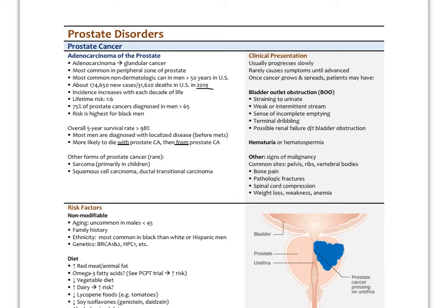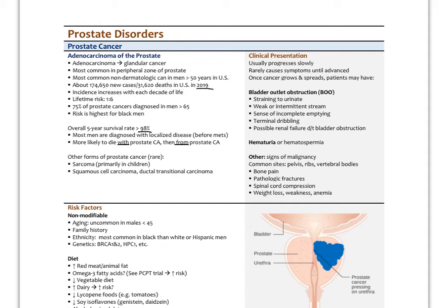The overall 5-year survival rate of prostate cancer is high. It's over 98%. Most men are diagnosed, first of all, with localized disease, so before it metastasizes. And secondly, most men are more likely to die with the prostate cancer than from the prostate cancer. So usually they die of heart disease or some other reason. And then if an autopsy is done, they find prostate cancer, but it's not the prostate cancer that killed the male. So that's going to be the most common thing. However, in some, it's the prostate cancer, which is the primary cause of death.